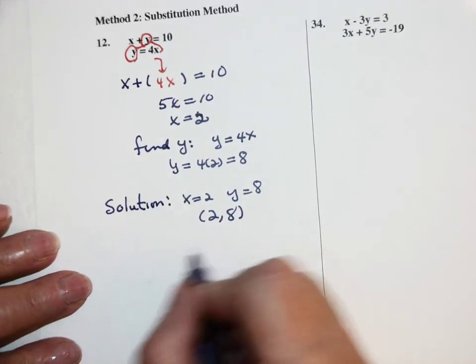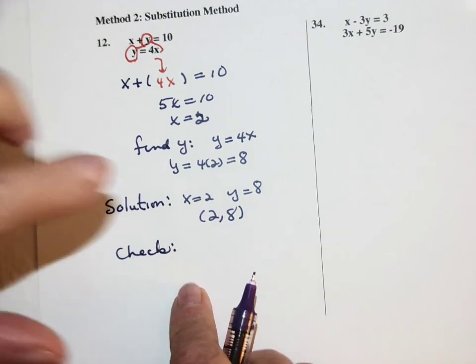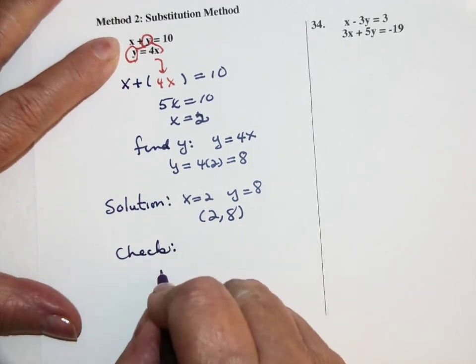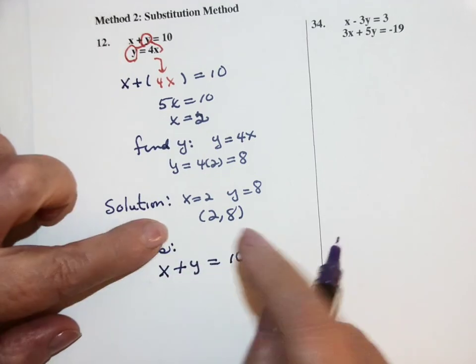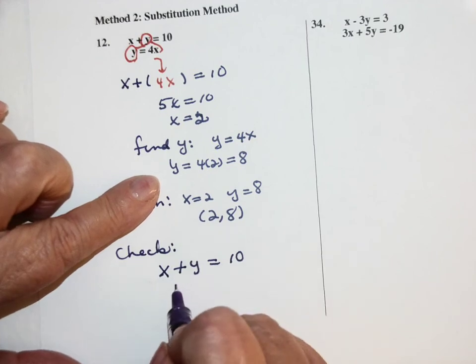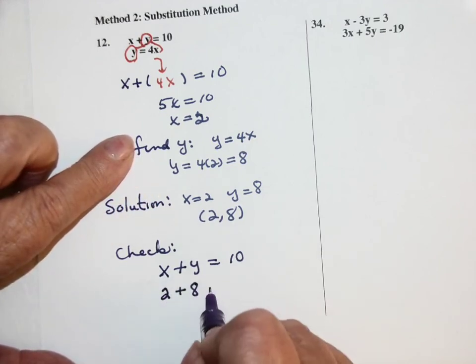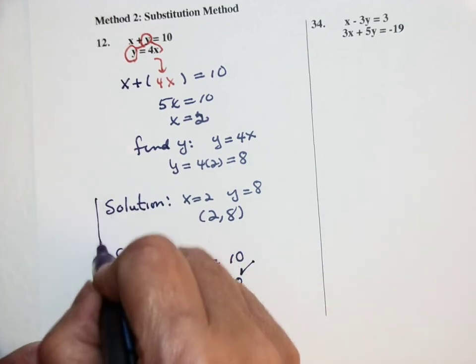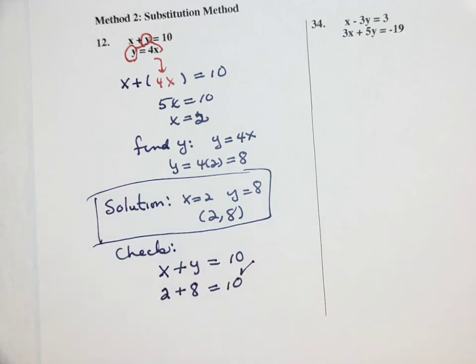The next thing that I want to do is check my answer. Well, I already used the second equation to find y. I'm going to just check it in the first equation. This says that x plus y should be 10. Well, x is 2 plus y is 8. Indeed, it's 10, so it checks. So I do have an answer. I have a single solution where the two lines cross, and it's x equals 2, y equals 8.